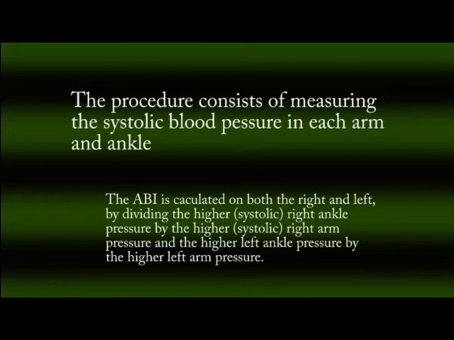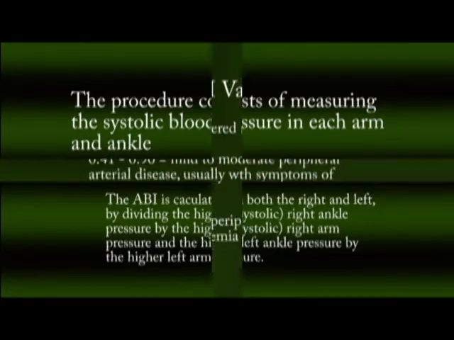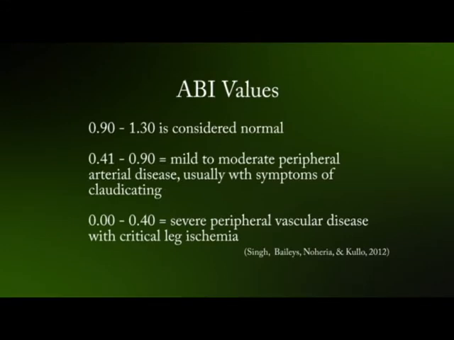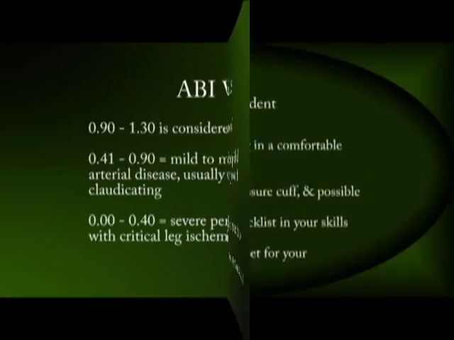If my right arm systolic pressure is 120 and my right ankle systolic pressure is 140, I would divide 140 by 120, which would equal 1.166, or normal. Let's look at the values. So anything greater than 0.90 is in the normal range.